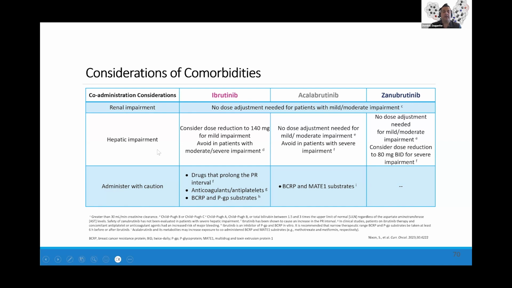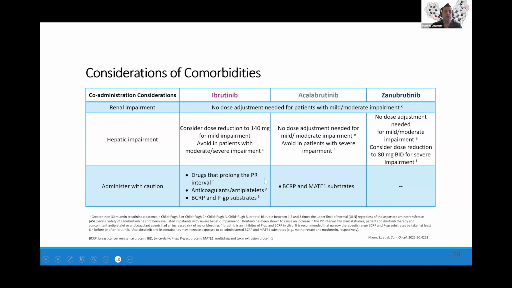For hepatic impairment, it depends. So for each of these drugs, ibrutinib, you can consider dose reduction for mild, but you should avoid for moderate and severe impairment. Acalabrutinib, there's no dose adjustments for mild to moderate, but you should avoid for severe. And for zanubrutinib, there is no dose adjustment for mild or moderate, but there is a dose reduction for severe impairment, which is the only one that can be used for these patients.